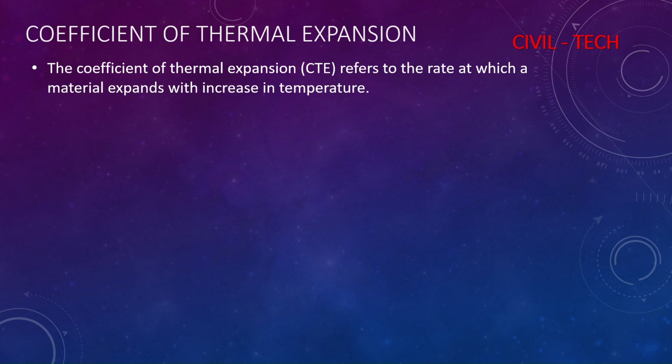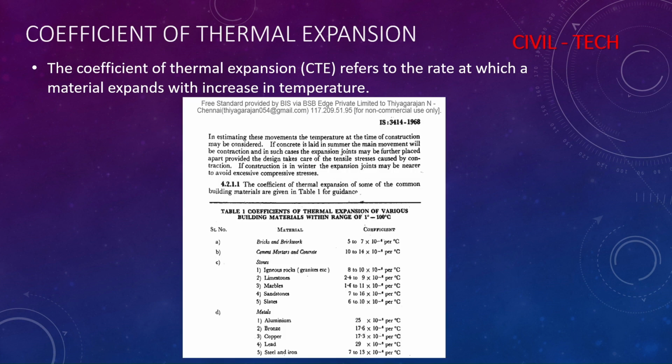The coefficient of thermal expansion refers to the rate at which a material expands with increase in temperature. If we keep any one material, it will expand with respect to the temperature. We can refer to IS 3414 1968. In this code book, Table number 1 gives the coefficient of thermal expansion of various building materials within the range of 1 degree to 100 degrees Celsius. The thermal expansion values are taken for temperatures from 1 degree Celsius to 100 degrees Celsius.